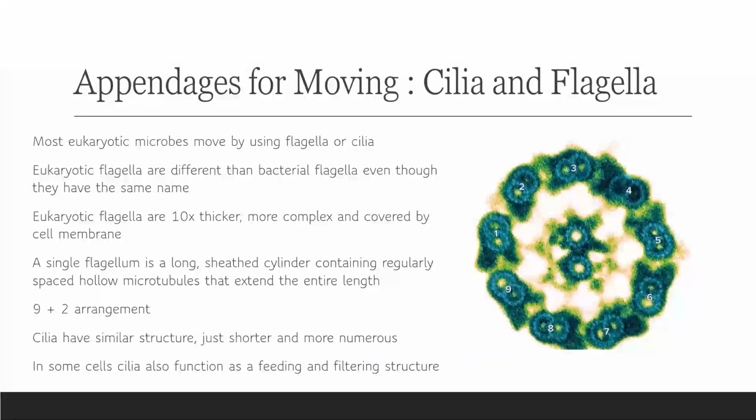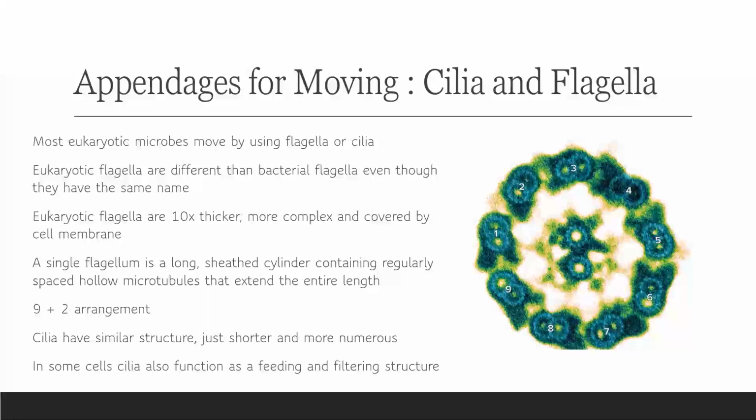Okay, so we're first going to focus in on appendages for moving. And as I've given you a preview, we have two main types with eukaryotes. We have cilia and flagella. So most eukaryotic microbes, so not the larger organisms, but microbes will have to move in some capacity on their own, and they will use flagella or cilia. Now, it's important that we use the same word, flagella, for both prokaryotes and eukaryotes, but we need to realize that they're not the same structure, though they have the same name.